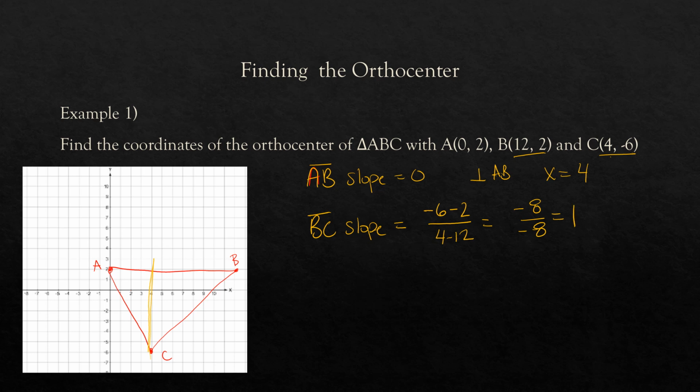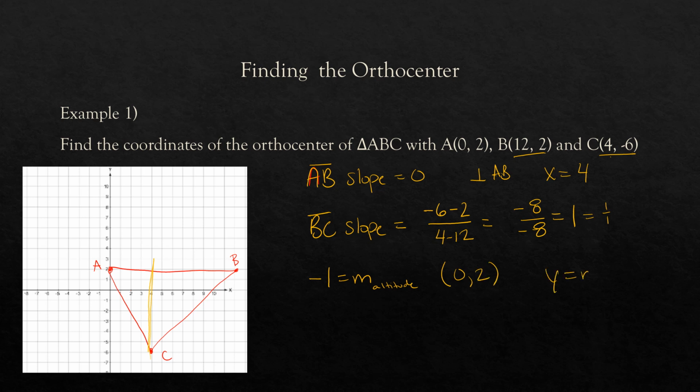So for the line that's perpendicular to this, I want it to be the negative reciprocal of 1. Well, 1 as a fraction is 1 over 1, so flipping that fraction is still just 1 over 1, but the negative of it. So our slope for our altitude is going to be negative 1. And I want it to go through the opposite vertex, so I want it to go through A. So we have our slope and we have 1 point.